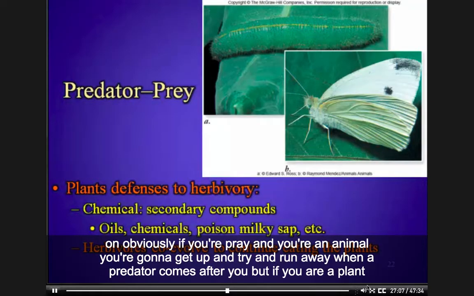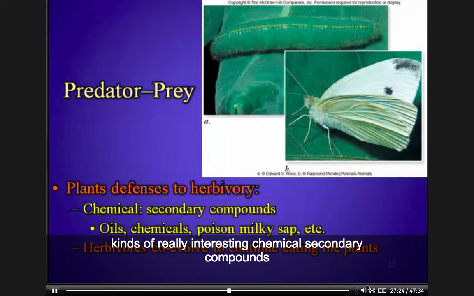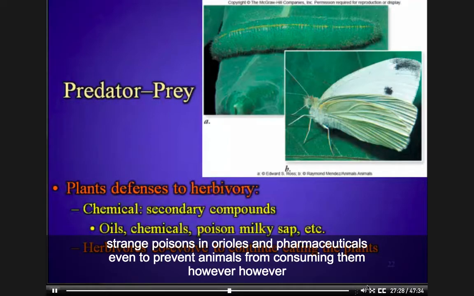Okay, predator-prey interactions. Obviously, if you're a prey animal, you're going to get up and try and run away when a predator comes after you. But if you are a plant, you don't have that luxury. You're anchored to the ground or some other substrate. You can't get up and run away. So plants have evolved all kinds of really interesting chemicals, secondary compounds, strange poisons and oils and pharmaceuticals even, to prevent animals from consuming them.